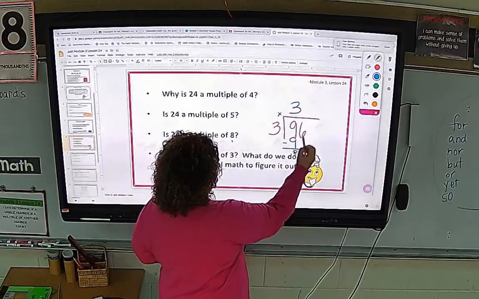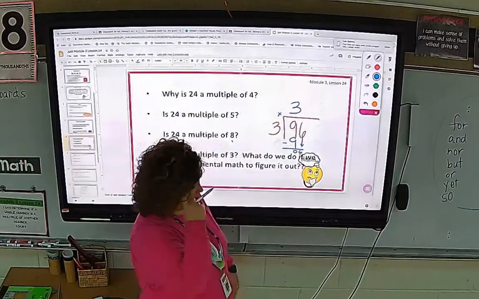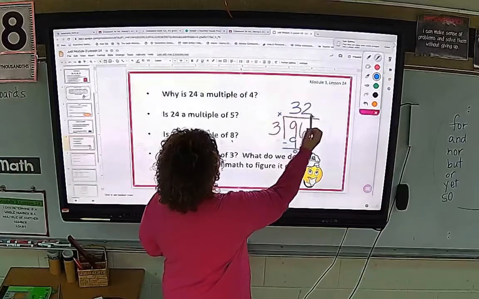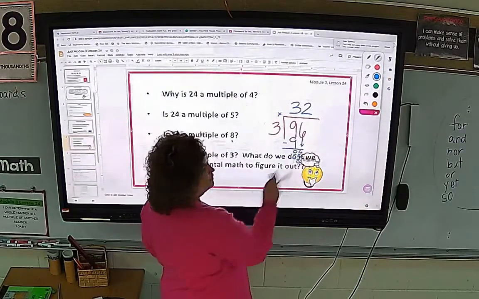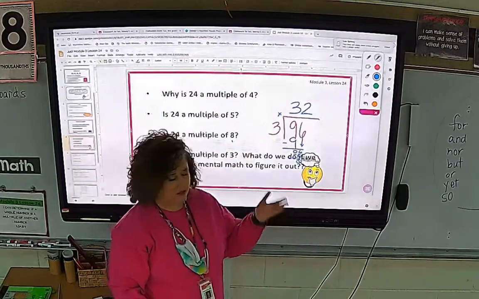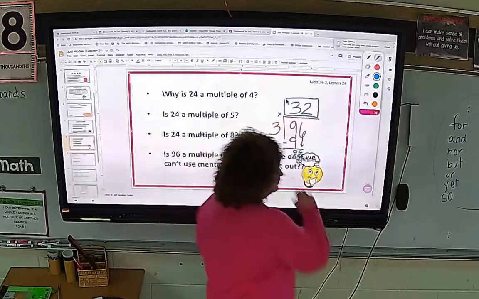And that's a 0. Then you have to bring down the 6. How many 3's can I get out of 6? 2. Okay. That is 6. So I'm going to have 0. No remainder, so it's even. Caleb's correct. 32 is the missing number we were looking for.